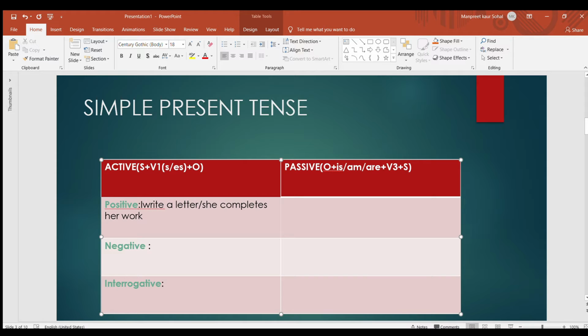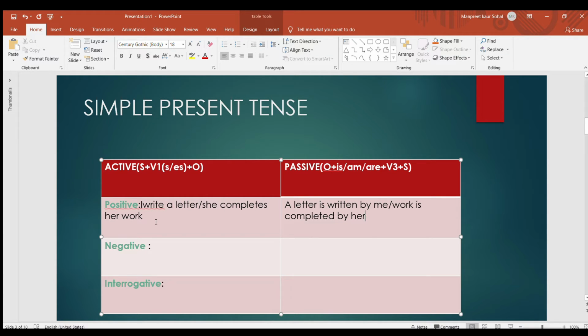So, if I make the passive of this, it will become a letter is written by me. कि letter मेरे द्वारा लिखा जाता है. Her work is completed by her, you can even say that. But her work is completed by her doesn't sound good, so its work is completed by her. If you just forcefully try to make this sentence, this can be one of them.